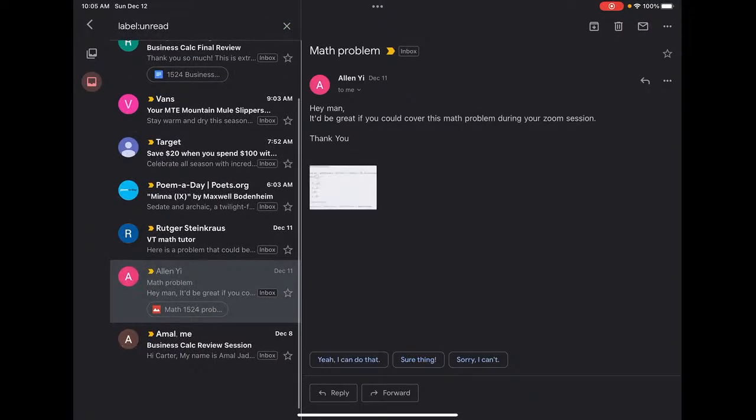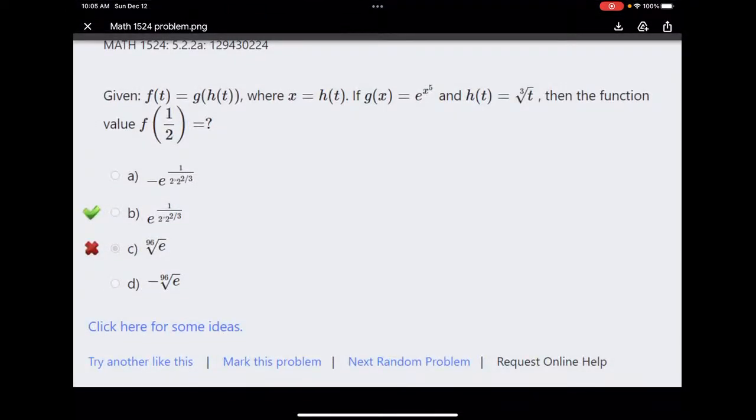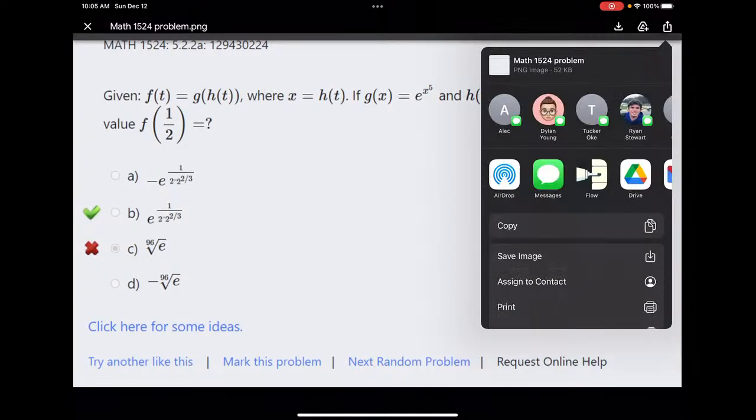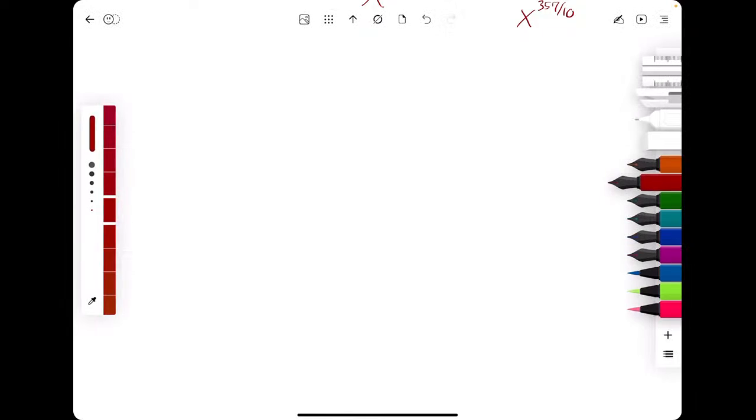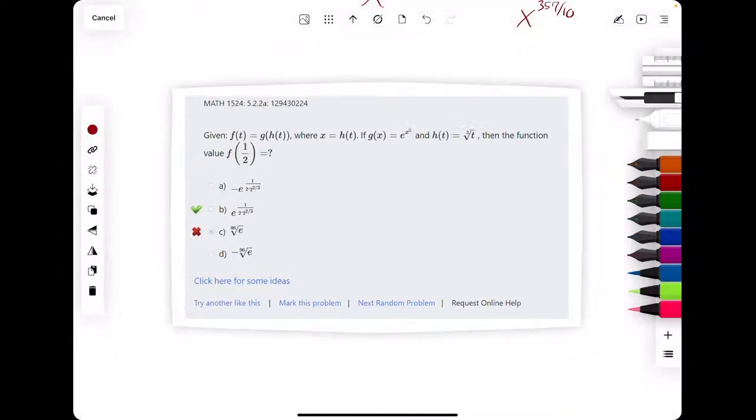We're going to go on to Alan's question. This is a good one. This comes from one of the chain rule sections. It's like quiz 7 or quiz 8. I don't remember.